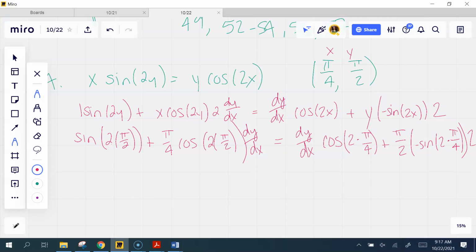Sine is the y coordinate, so at pi, all the way over on the left side, it's 0. Okay, but 2 times pi over 2 is pi. So the sine of pi is 0. All right, now I've got pi over 4 times, again, what's the cosine of pi? Close, -1.